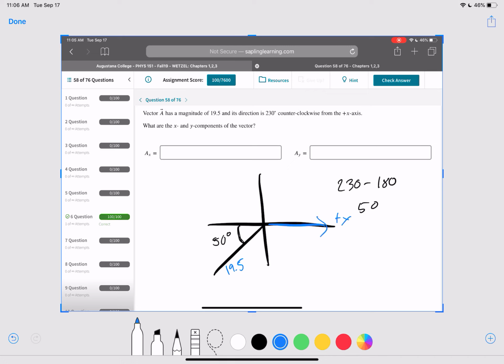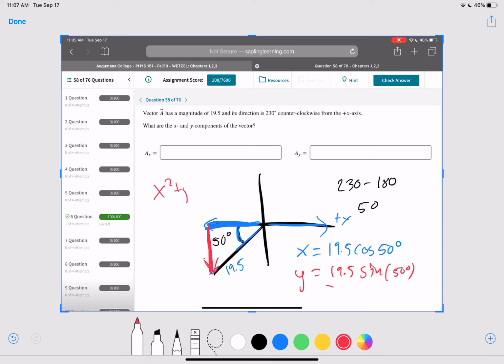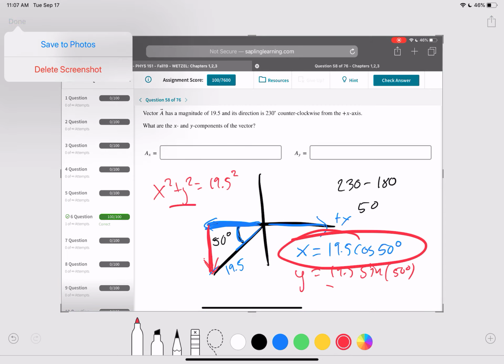Okay, so we're going to have a negative x and a negative y component to this vector. The x component is going to be the adjacent over the hypotenuse, so the x component of this vector is going to be 19.5 times the cosine of 50 degrees, because that's our angle, that's our adjacent side, that's our hypotenuse, and the y component is going to be 19.5 times the sine of 50 degrees, and that's going to tell us that component of it. Okay, and then you also know that x squared plus y squared should equal 19.5 squared. So you could find x first and then solve for y using that, or continue with the trig.